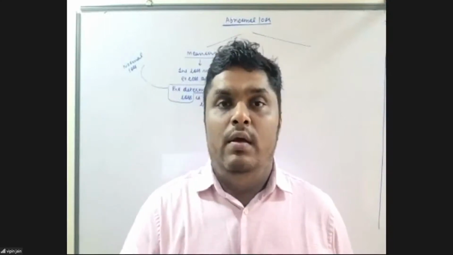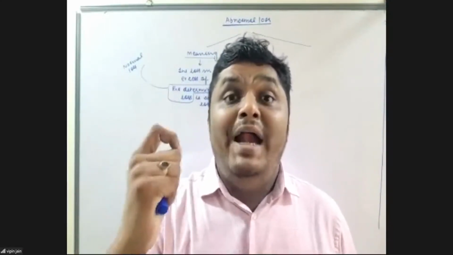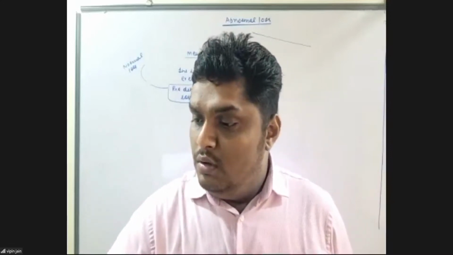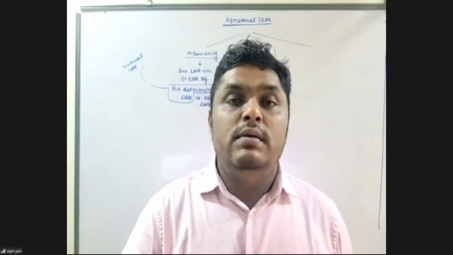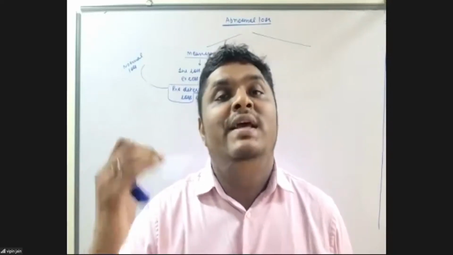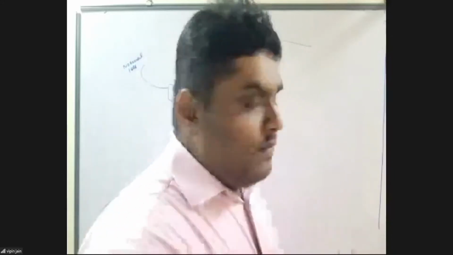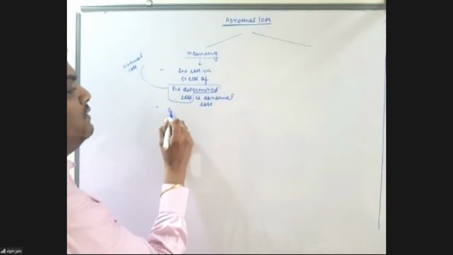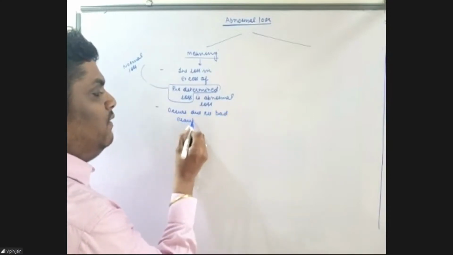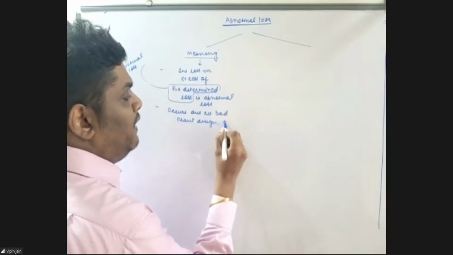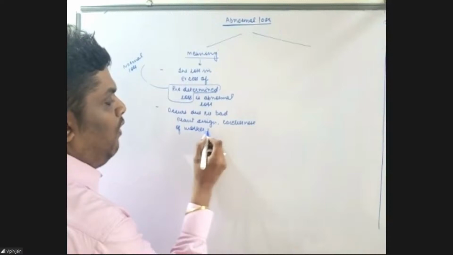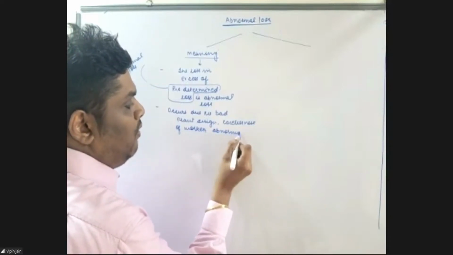Now why does this loss occur? Very simple, guys. It occurs due to bad plant design or due to carelessness of workers, or due to abnormal reasons, that is either theft, accident, etc.